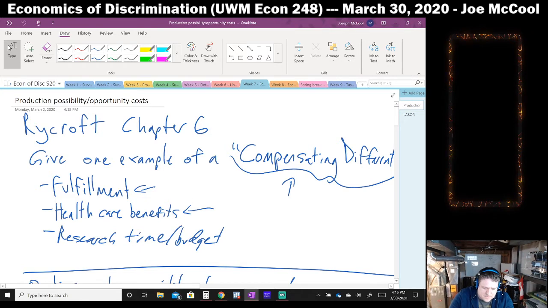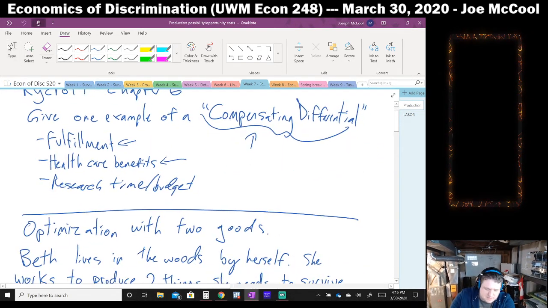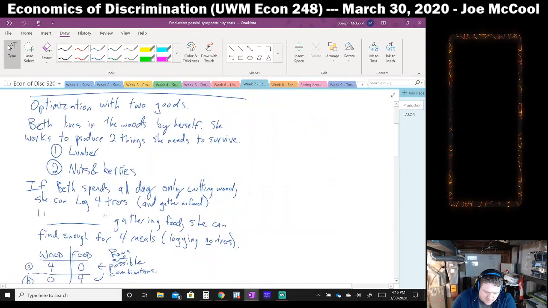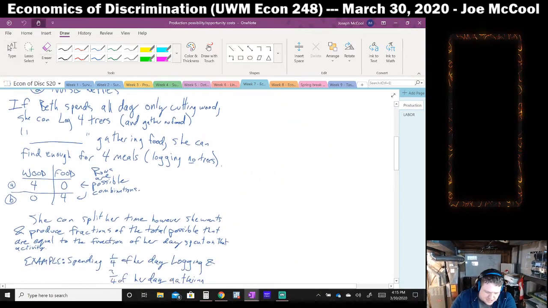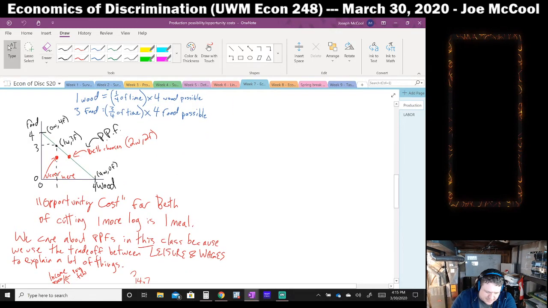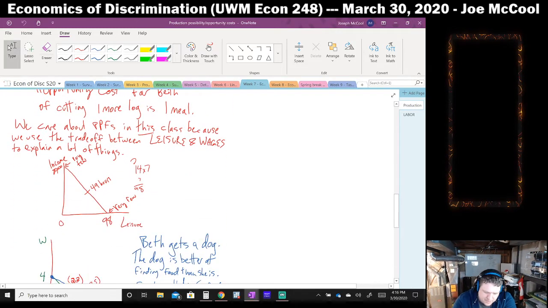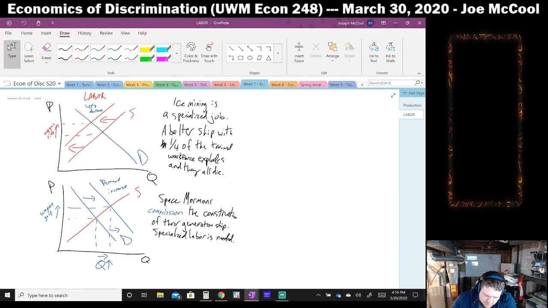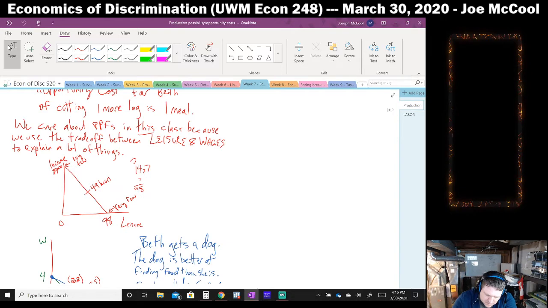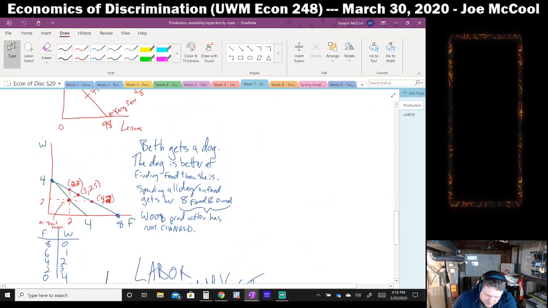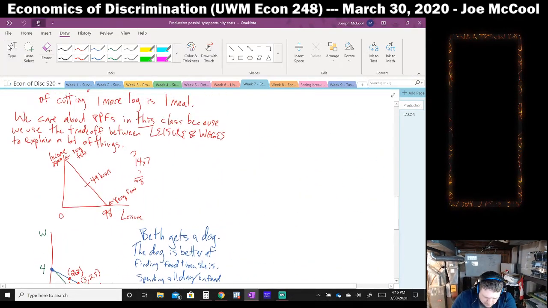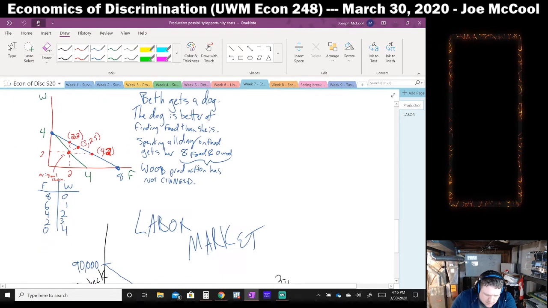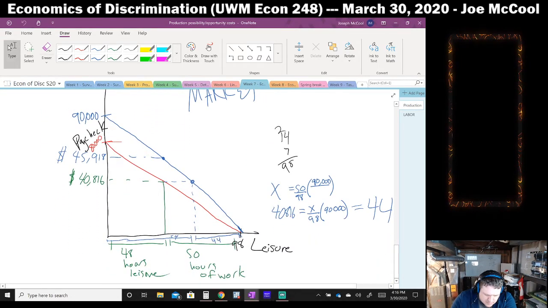Let's see. So, recall, chapter 6. We looked at optimization and trade. We don't need to go back to this level. We do need to go, where did we go? It was this page right here. Nope, it was this one. Here we are. That's what we needed. Labor market. Here we go.